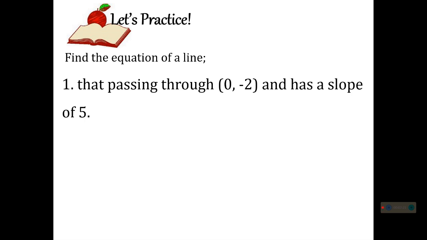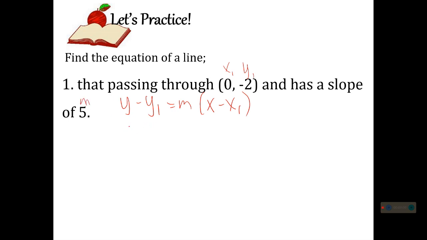Okay, so I will give you some more examples, for us to practice how you are going to find the equation of a line. So we have here, find the equation of a line that passes through 0, negative 2 and has a slope of 5. Okay, so we are going to use our formula that we have earlier. So we have here y minus y sub 1 equals m times x minus x sub 1. Okay? So, again, we are going to substitute. We have here x sub 1, y sub 1, and our m, or the slope.